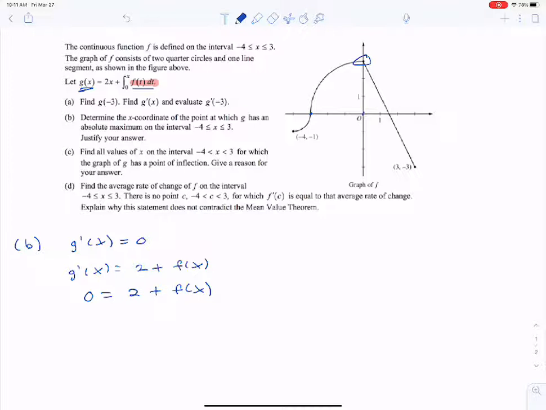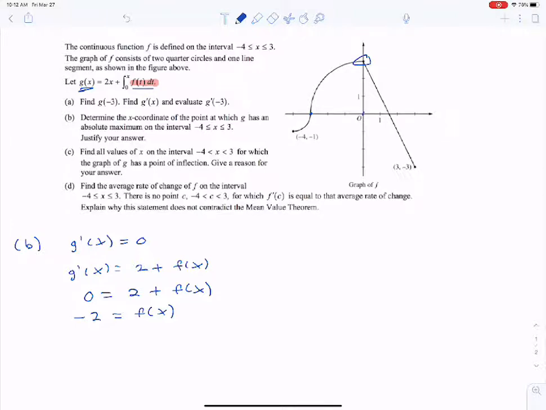Okay, so the question is, Zia asked, but doesn't g of x equal 2 plus f of x, which is true. So would they be similar? They are similar, but they're not the same. And here's what I mean. When I go to solve this, I think you would agree, critical numbers occur when f of x equals -2.